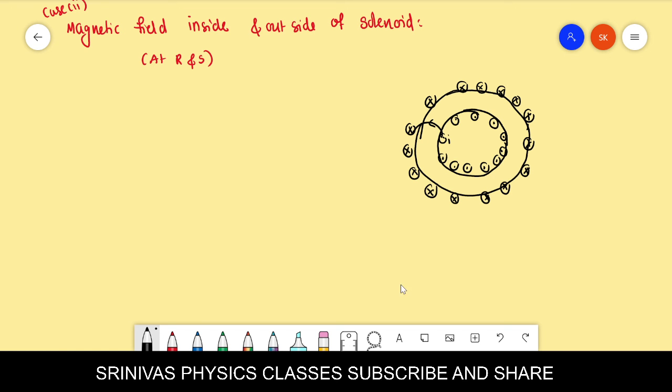In each turn the current is I, like this. I want to find out the magnetic field at one point, that is R, here. This is point R. Where you want to find the magnetic induction, at that point you take the distance as the radius and form a closed loop. On that you take a small element dl here.